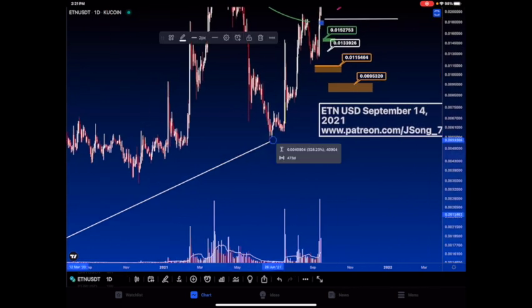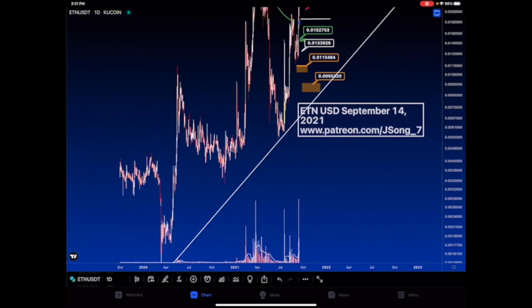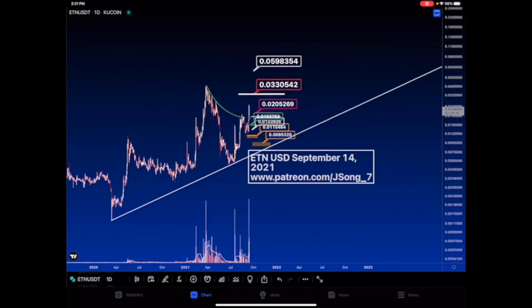But now we're going to click on that line, click on the three dots, and then click on settings, and then click on extend line right, that one. And then that just projects the line into the future. So now you have that line, and it's ready to go for when you're drawing on price.